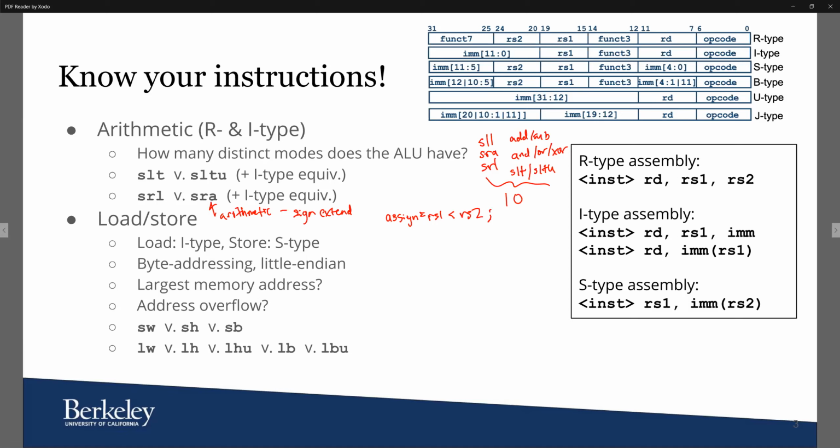Okay. The next set of instructions are going to be load and store. Loads are I type and stores are S type. Generally, you are addressing by a byte, similar to your instructions. And you want to address the memory in little endian form. So what is the largest memory address that you can load or store to based on this and this? Does someone have an idea?